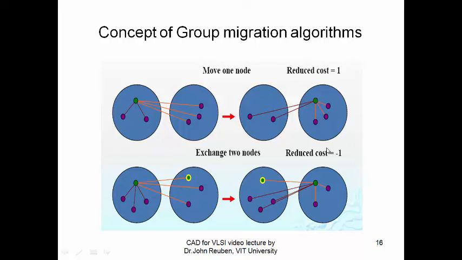This is the principle the group migration algorithms use. Try to find nodes across the partition which can be swapped, and when they are swapped, determine whether the cost increases or decreases, and then find out which swaps can reduce the cut set. That is the idea of the Kernighan-Lin algorithm, which we'll be discussing in the next lecture.